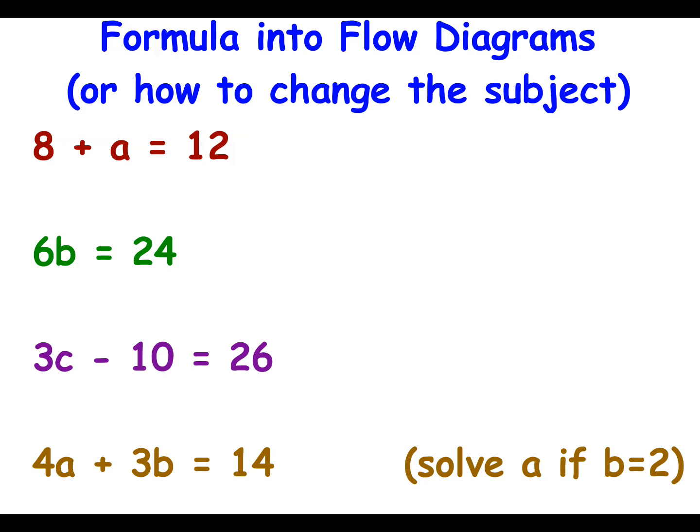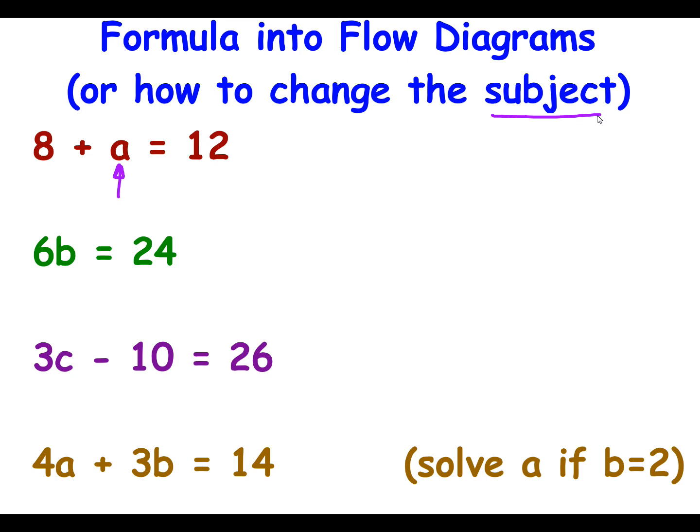Sometimes in algebra, what we're looking for isn't neatly on one side of our formula. For example, here we've got 8 plus a equals 12. So what we're looking for is tied in with something else. It's not on its own. And to make it on its own, in maths we say we make it the subject. So I need to get a on its own to find the answer to the problem.